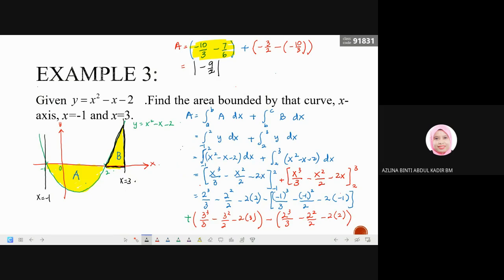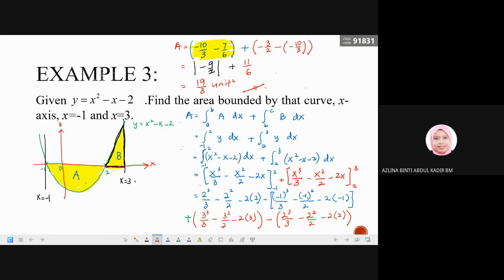Okay, plus dengan yang merah tu, negative 3 over 2 minus negative 10 over 3. Okay, awak tekan calculator. So we get positive 11 over 6. Right? So awak tekan sekali lagi calculator, awak akan dapat the answer is 19 over 3 unit square. Ingat area is always positive.